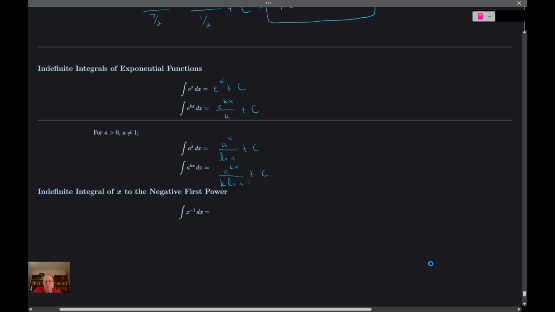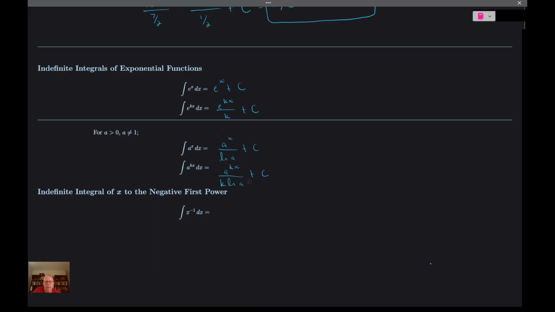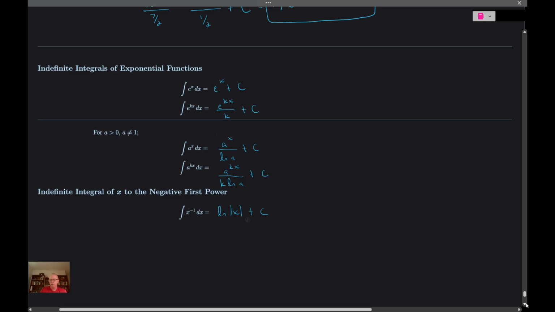Remember we said x to the n, except when n is negative 1. Now, why is that? Because if we follow that power rule formula and add 1 to this, now it becomes 0. So it's x to the 0 divided by 0, which doesn't work. But do you remember, and maybe think quickly to yourself, what function have we seen whose derivative is 1 over x? If you remember that, that is ln of x. Now we need to put absolute value here because x could be anything, but if we're taking the ln, it needs to be a positive number. So, there's that.